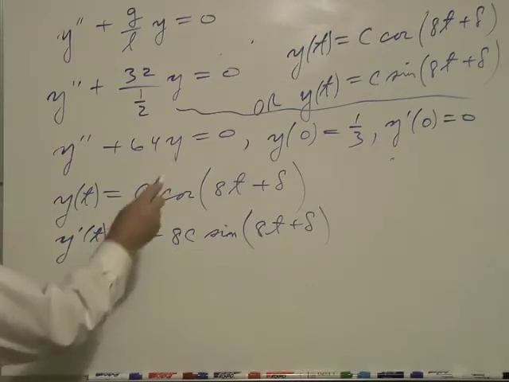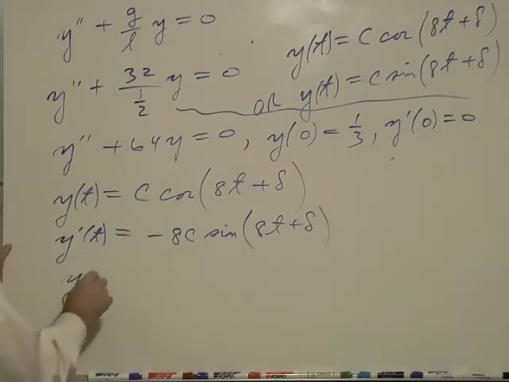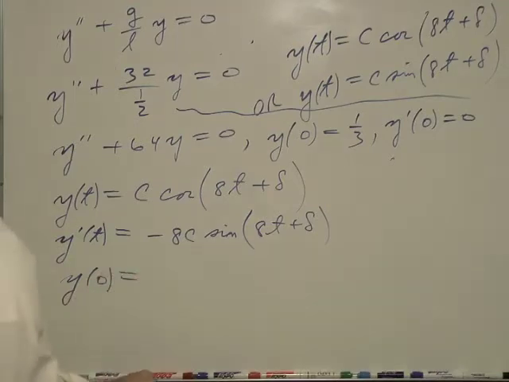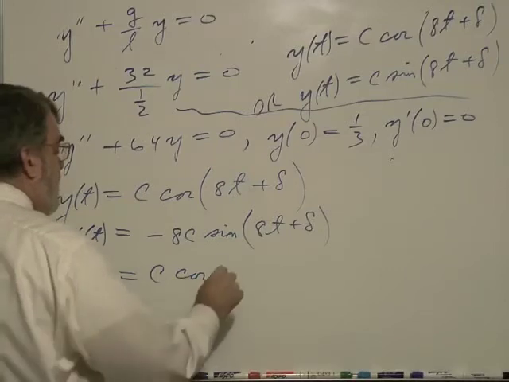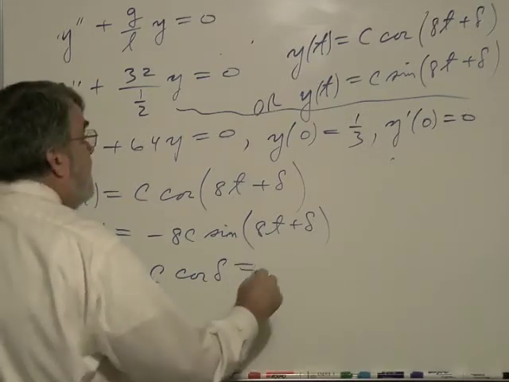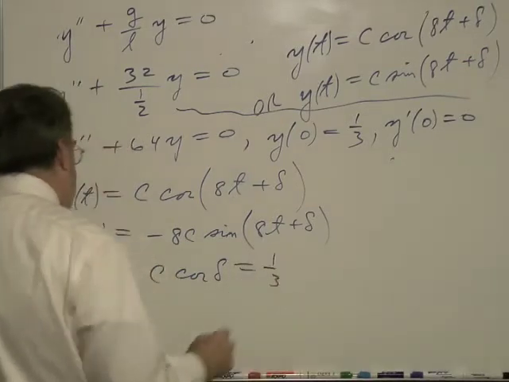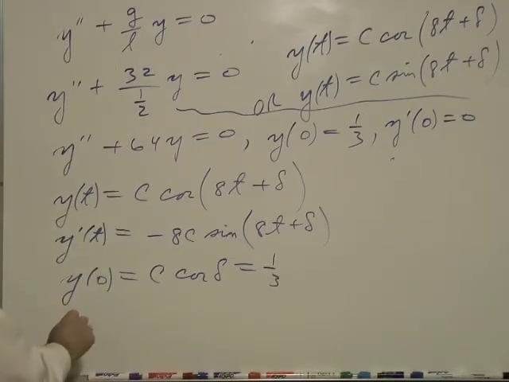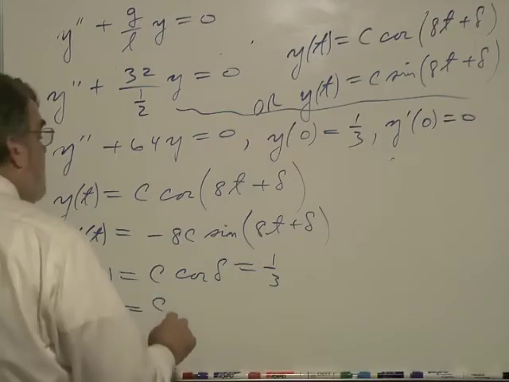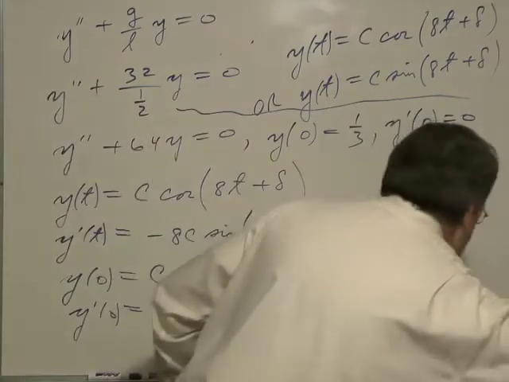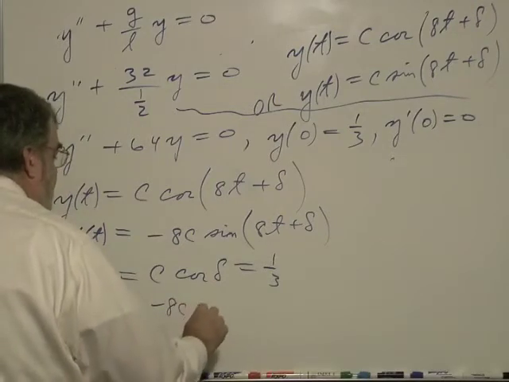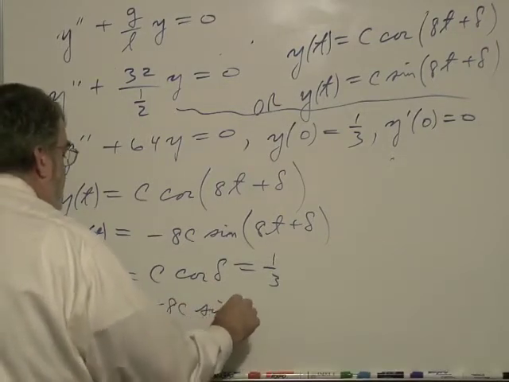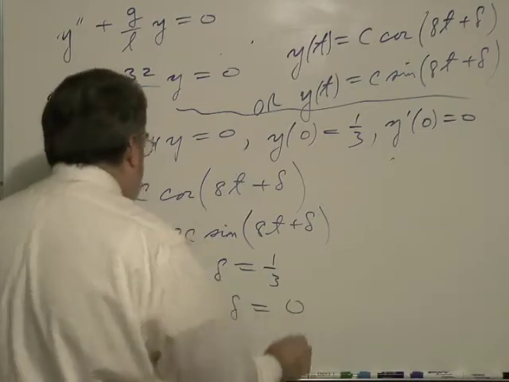Alright, so let's plug our initial conditions in. Y at 0 will be c cosine delta. That equals 1/3. And y prime at 0 is equal to minus 8c sine delta. That equals 0.